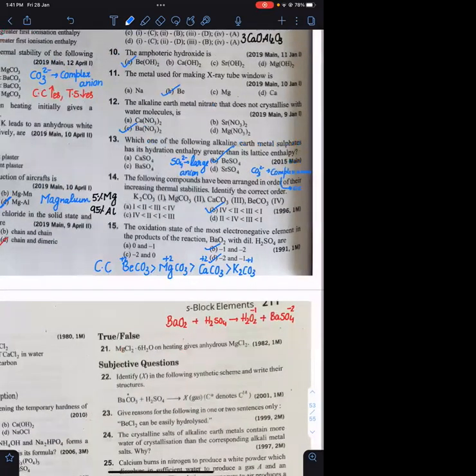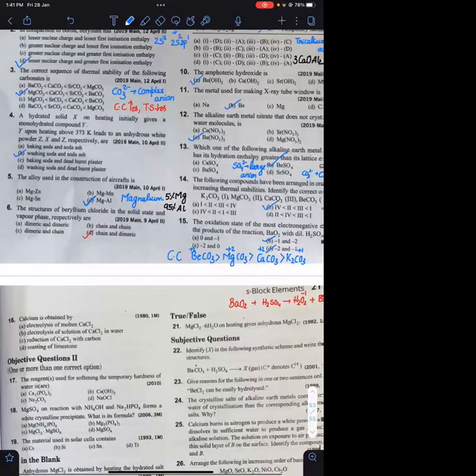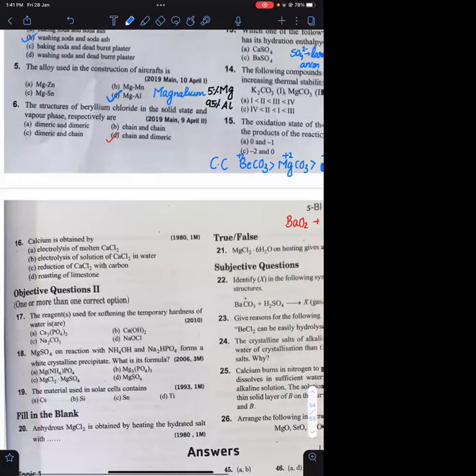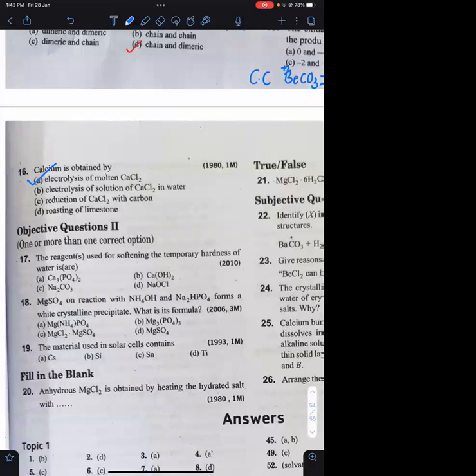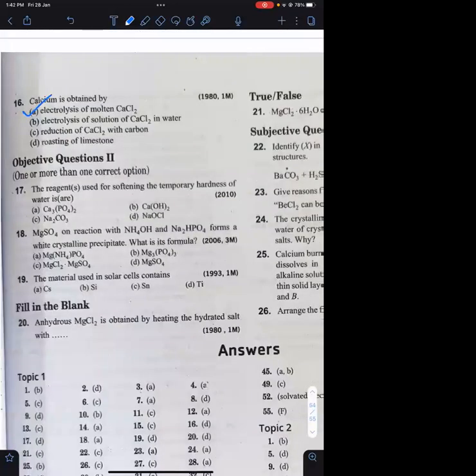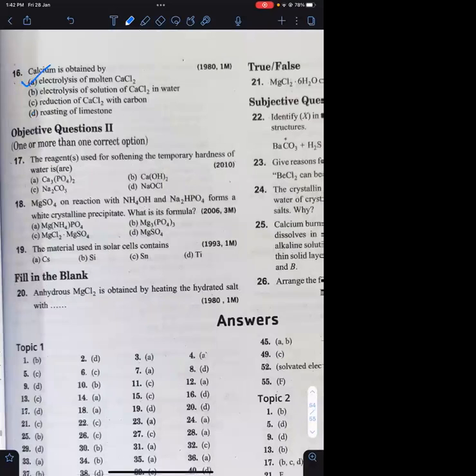Next question. Calcium is obtained by, answer. Electrolysis of molten CaCl2. Okay. Next. ये टेम्पररी हार्डनेस को हटाने के लिए मोर देन वन ऑप्शन हमने पूरा पढ़ा नहीं है. टेम्पररी हार्डनेस को हटाने के लिए आफ्टर रीडिंग अबाउट हार्डनेस ऑफ वाटर करते हैं. बट एज ऑफ नाउ व्हाट इज द थिंग यू नो, COH twice, Na2CO3 भी करता है फॉर रिमूवल ऑफ हार्डनेस, NaOCl भी होता है. सो आंसर इज B, C and D.